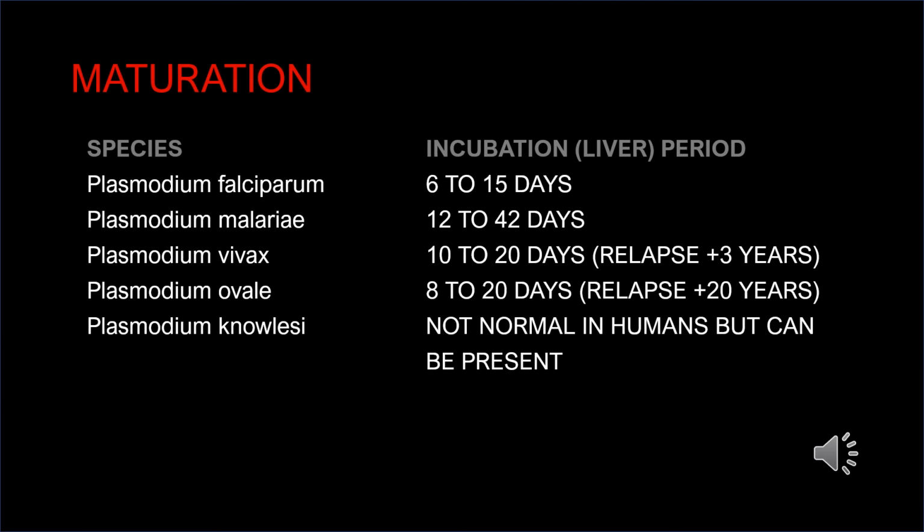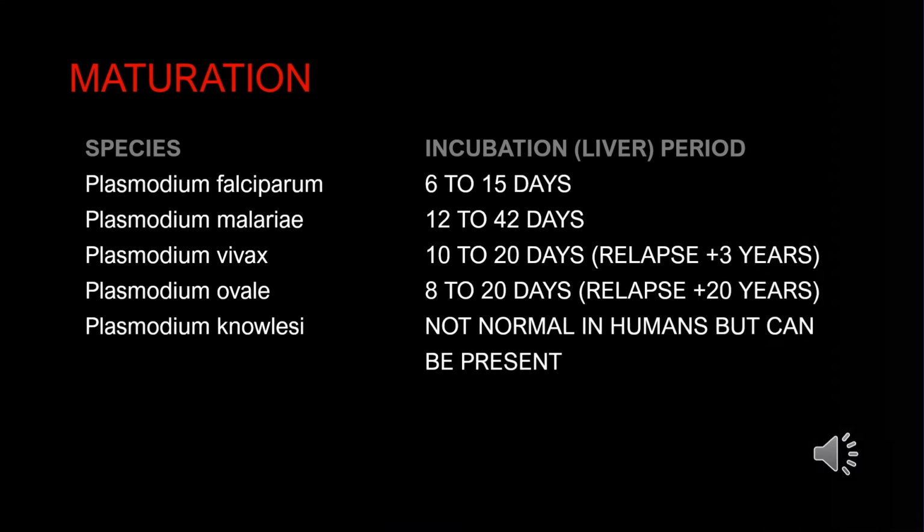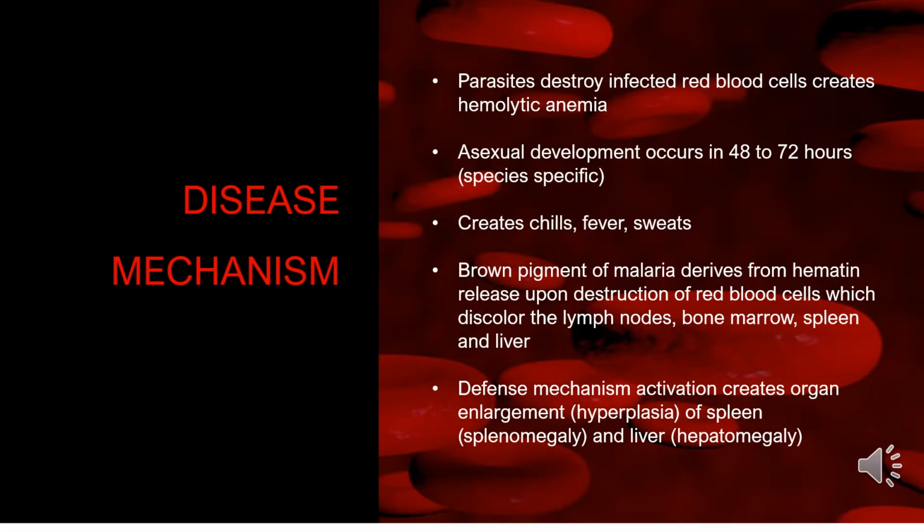In the maturation of malaria parasites, each species has a different incubation period lasting from 6 to 42 days. The mechanism of malaria is generalized by the parasite releasing daughter cells into the bloodstream that infect and destroy red blood cells, which create hemolytic anemia.